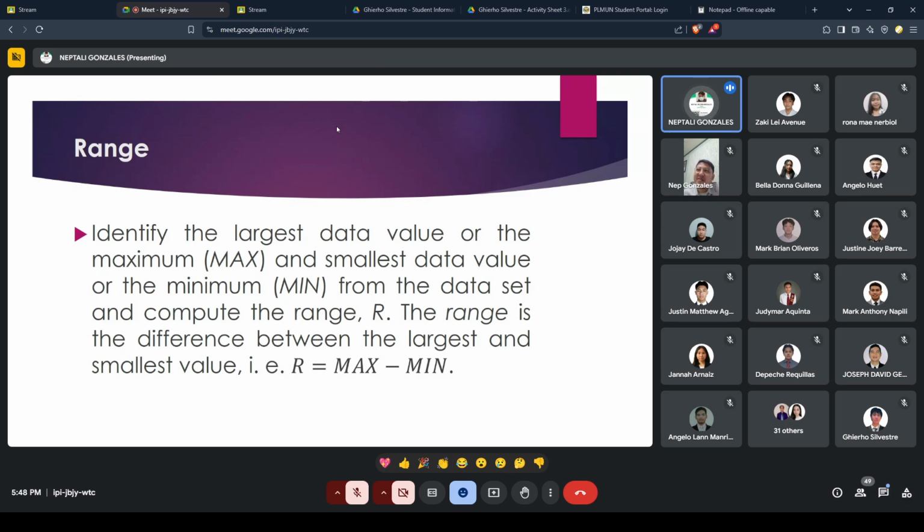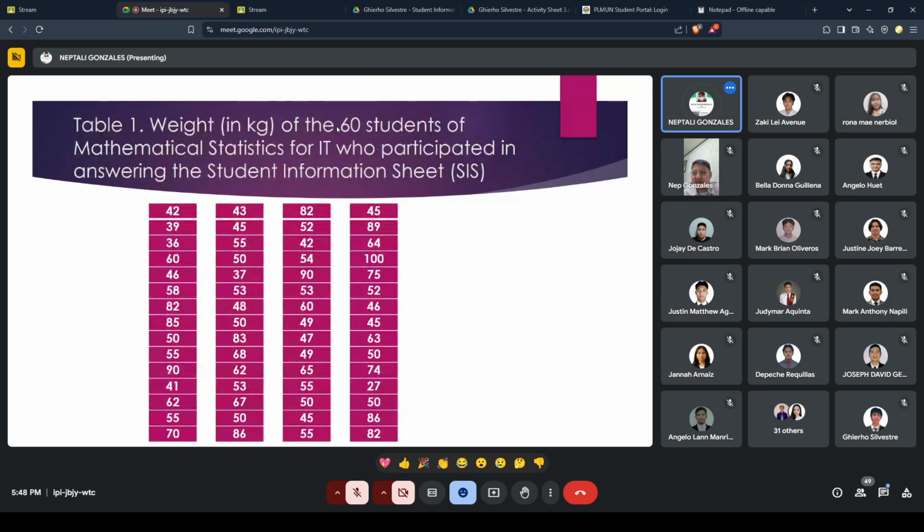So meaning you just have to find the maximum number in the data set, then you will subtract it to the minimum number in the data set. So for this example, what is the maximum value and the minimum value, so that we could compute the range?